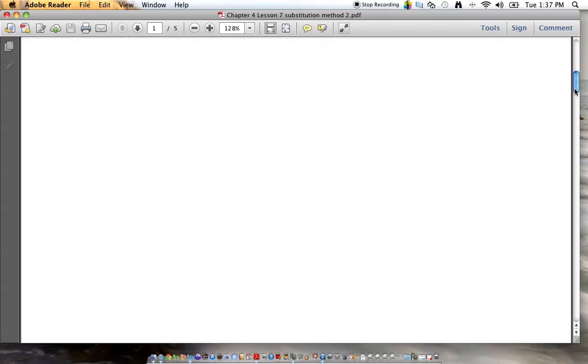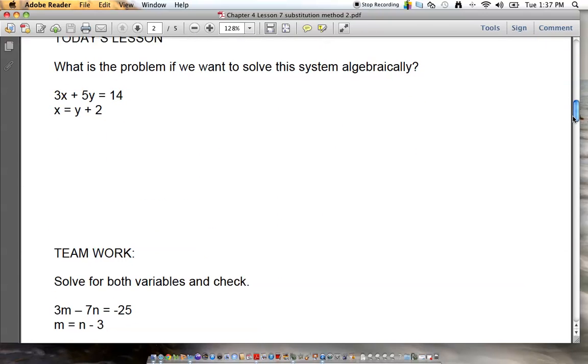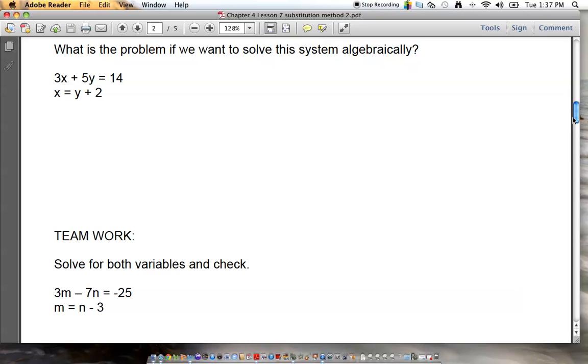All right, now, let's talk about the substitution technique. That's what we did yesterday. And the big thing about the substitution is this. Do you know how with the elimination it always looks something like this?